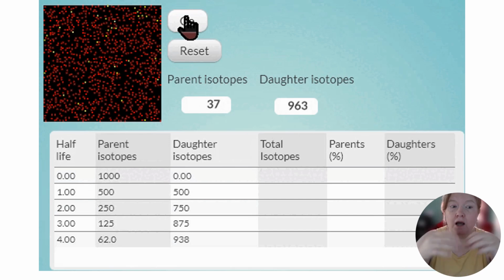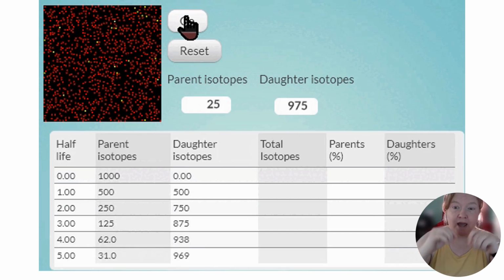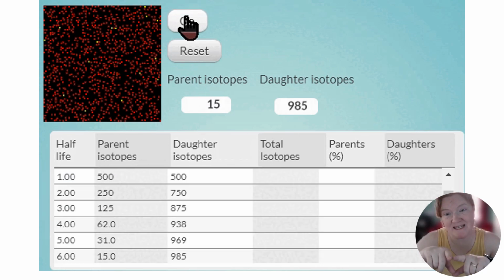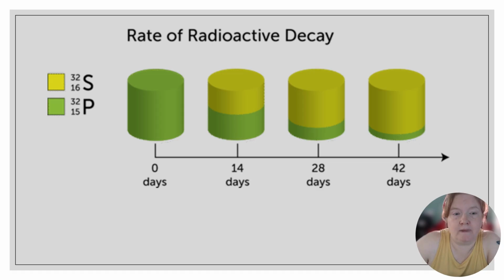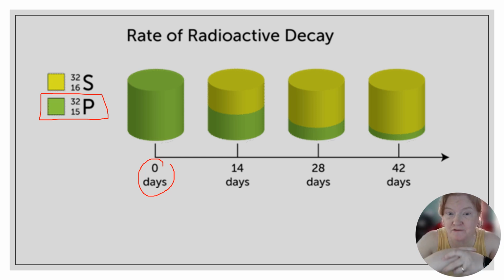So it doesn't disappear. But you can see that over time, we have more and more daughter isotopes present and less parent isotopes present. All right, here's another visual to show you. So at 0 days at the beginning, we have all parent isotope. And then over time, we get more and more daughter isotope. And so what half-life means is the half-life of this is 14 days. So at the 14-day mark, half of the parent isotope is decayed. It doesn't mean that at 14 days, bam, half decays. No, it's been decaying all along.